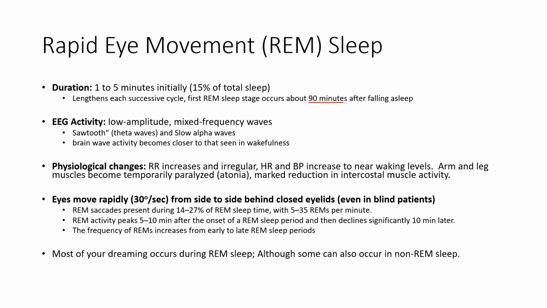During here, the EEG activity becomes closer to what we see during wakefulness. We see theta waves and very slow alpha waves occurring, which are what we see when we're awake. Physiological changes: in NREM sleep, everything's decreasing. In REM sleep, everything is increasing. So heart rate and blood pressure are almost back to where they would be during waking levels. Respiratory rate increases, and it gets a little irregular. Arm and leg muscles become paralyzed, or you see atonia, very low tone.